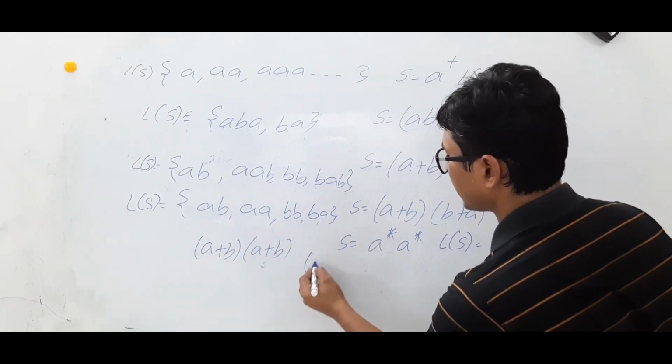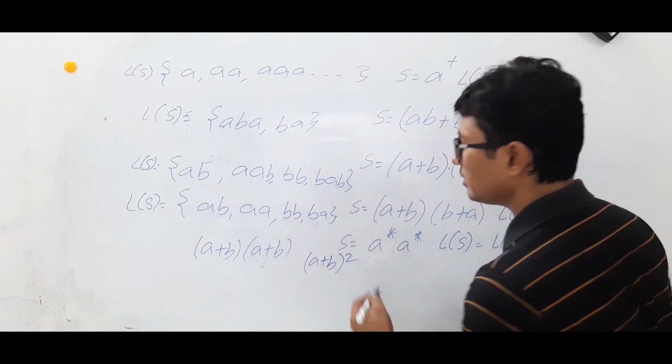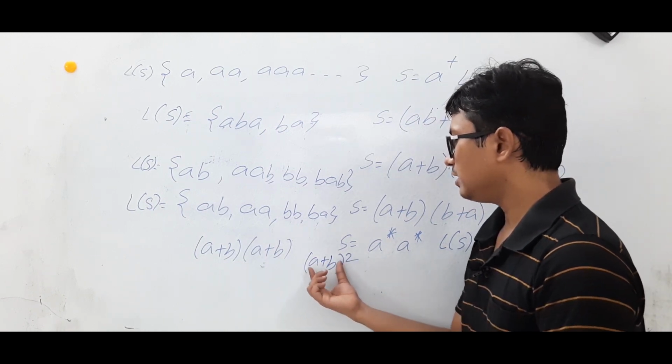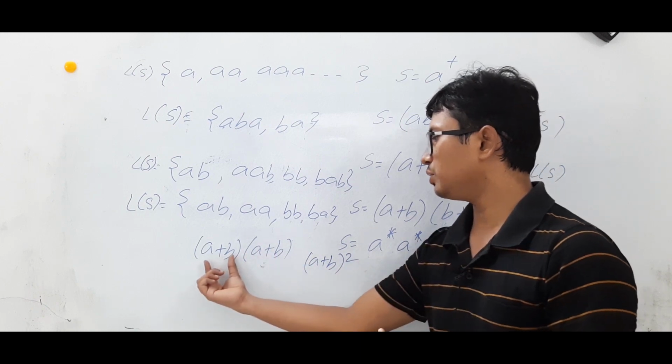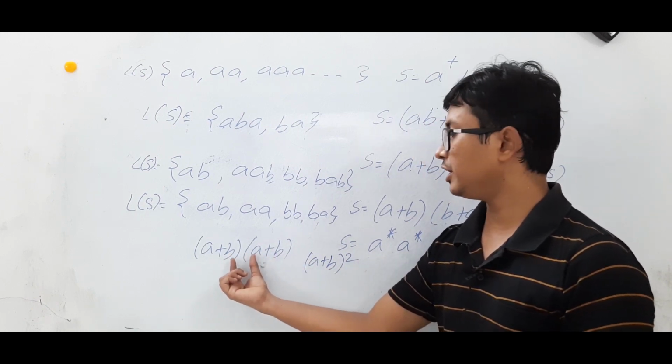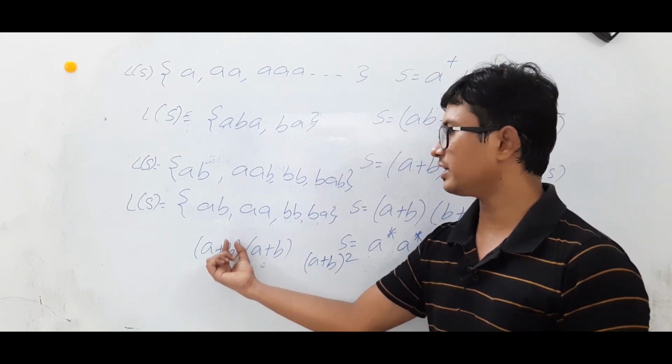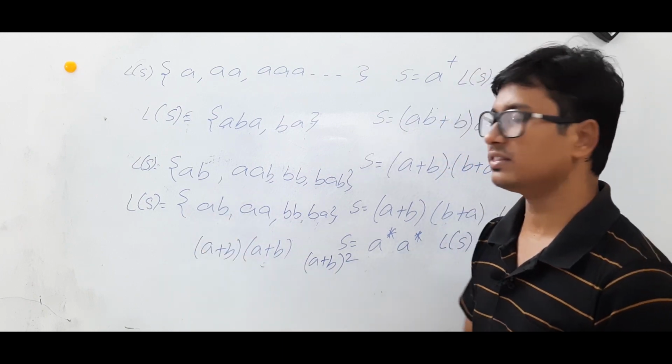Sometimes people may write like this also. Just don't worry. The meaning is that A plus B is repeated twice, so you will write A union B, again A union B. Between them you will perform concatenation and you will get the strings whose length is 2.